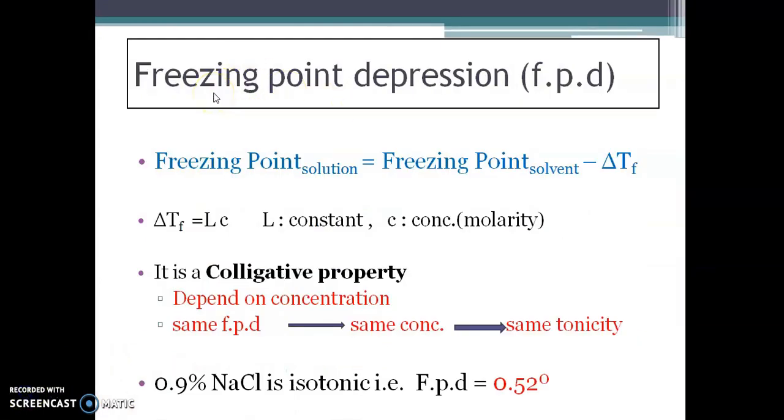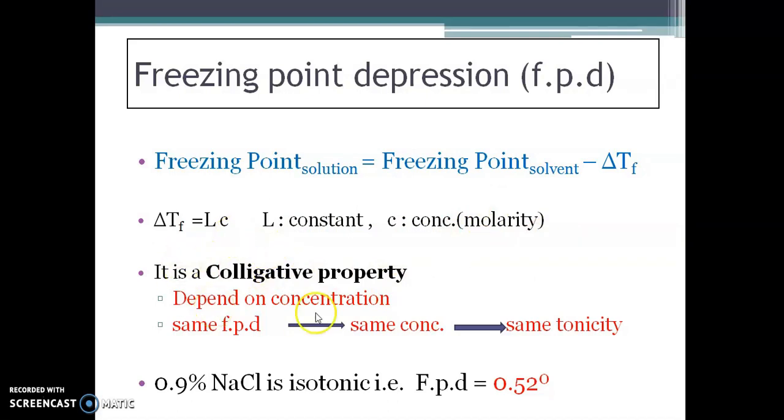Now first is the cryoscopic method. In the cryoscopic method, the freezing point depression method is used to adjust the tonicity. By this method, the freezing point of the solution is calculated. The freezing point of solution is equal to the freezing point of the solvent minus delta TF. Delta TF equals LC, where L is the constant of solutions and C is the concentration in case of molarity.